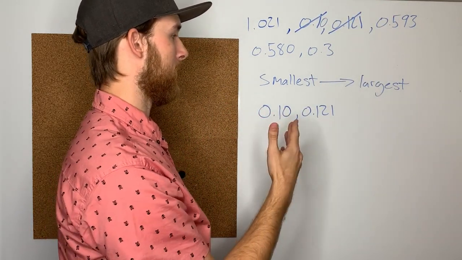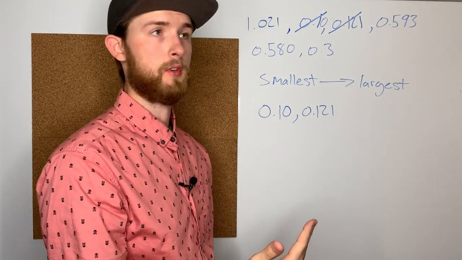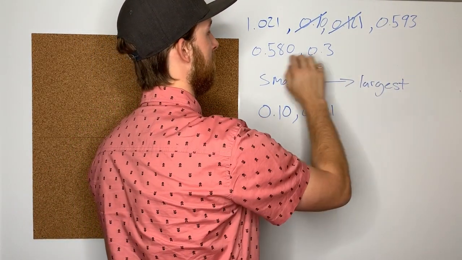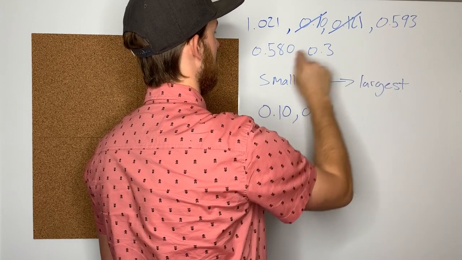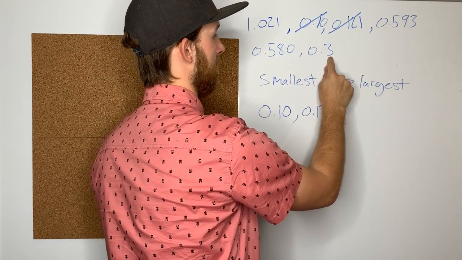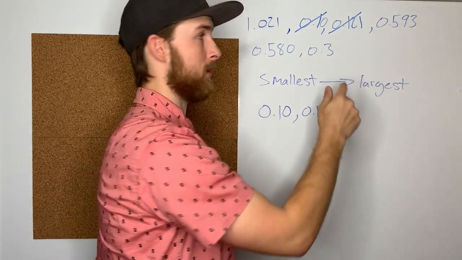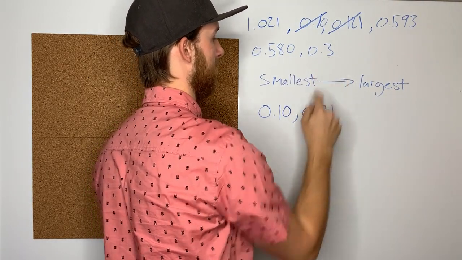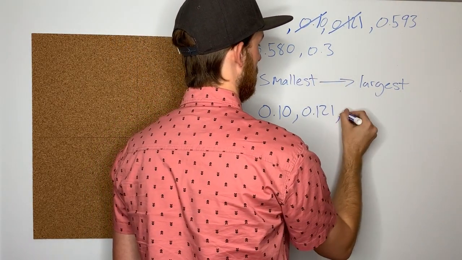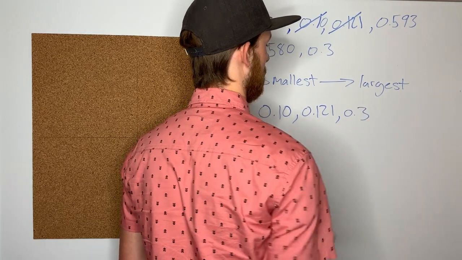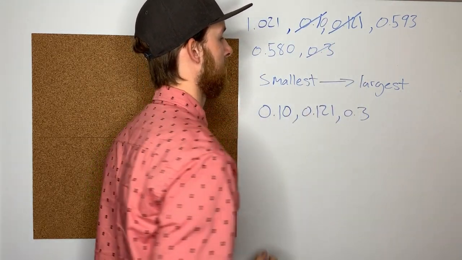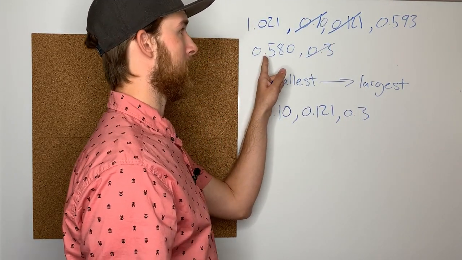Okay, so now what is the next biggest number to the right of the decimal place? Well, we have a 5, we have a 5, we have a 3. Well, the next biggest number is going to be 3, right? 5 is bigger than 3. So we're going to have 0.3. Cross that one out. Okay, now we go through again.